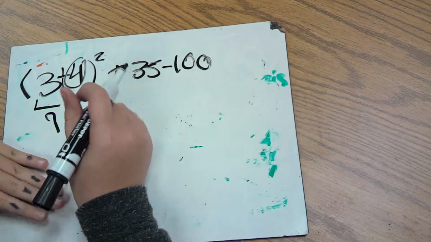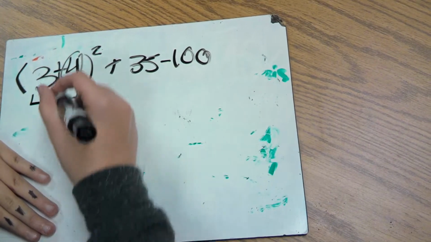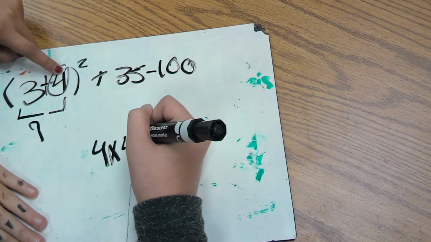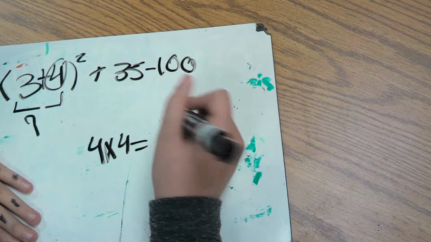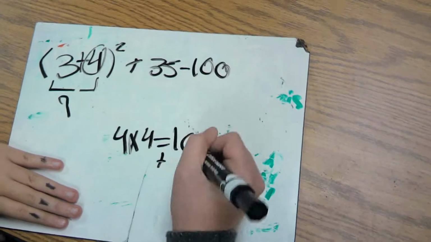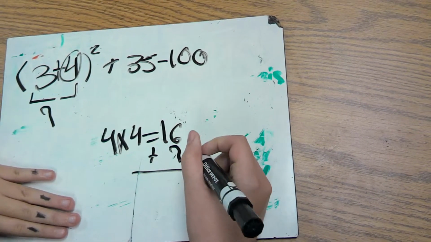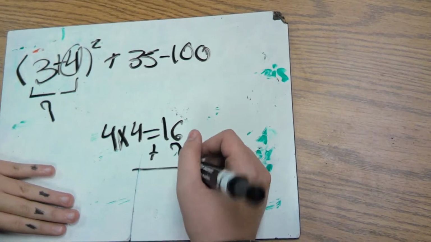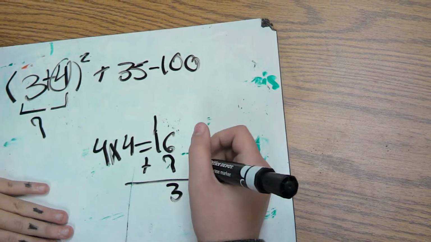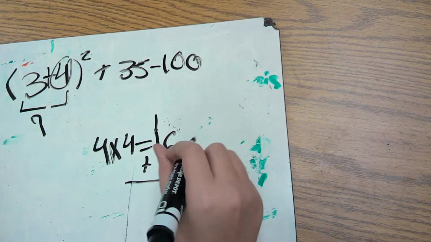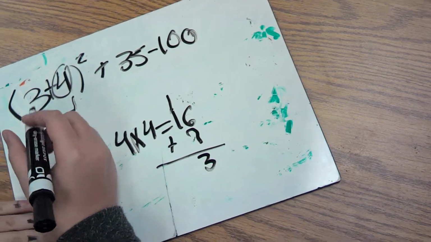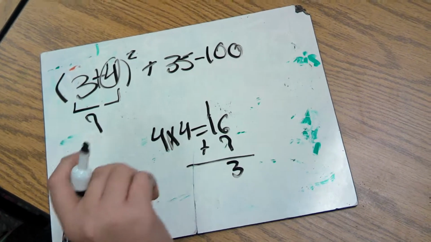wait, scratch all that. First, you would do 4 to the power of 2, which would multiply 4 times 4 equals 16. Then you add those together, which would make 7. If you add those together, you would get 13. Wait, scratch all that.